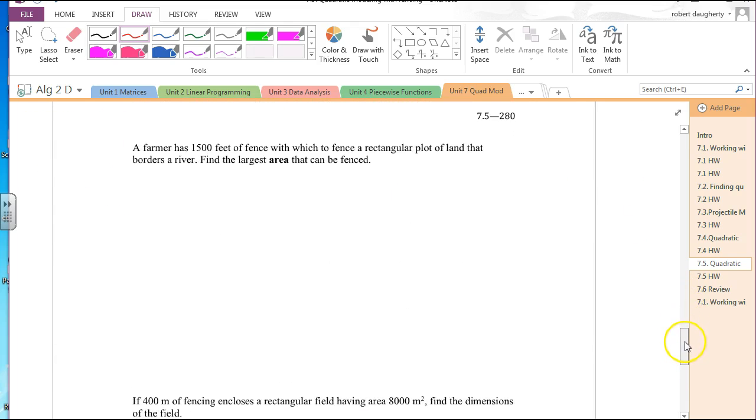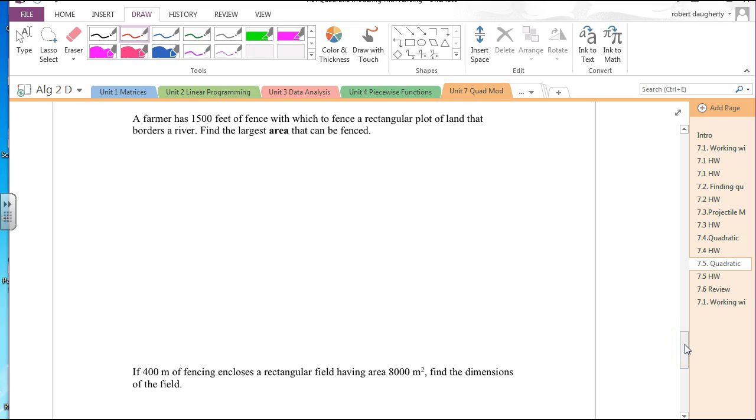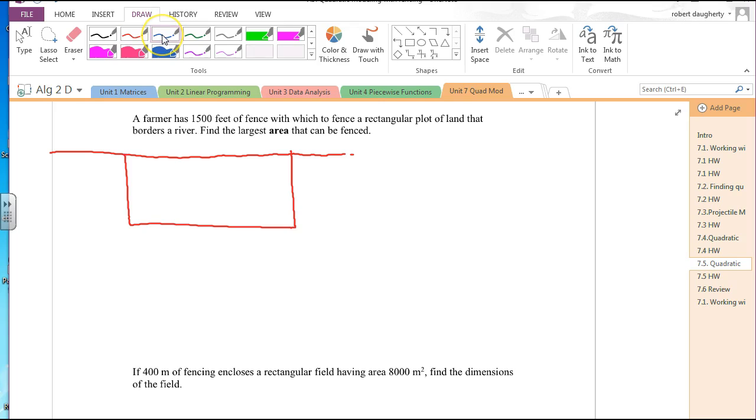Let's take a look at another example here. A farmer has 1,500 feet of fence with which to fence a rectangular plot of land that borders a river. Find the largest area that can be fenced. So I've got a river, and I'm going to put a fence around it. So up to the river, my fence has how many sides? 3 sides.